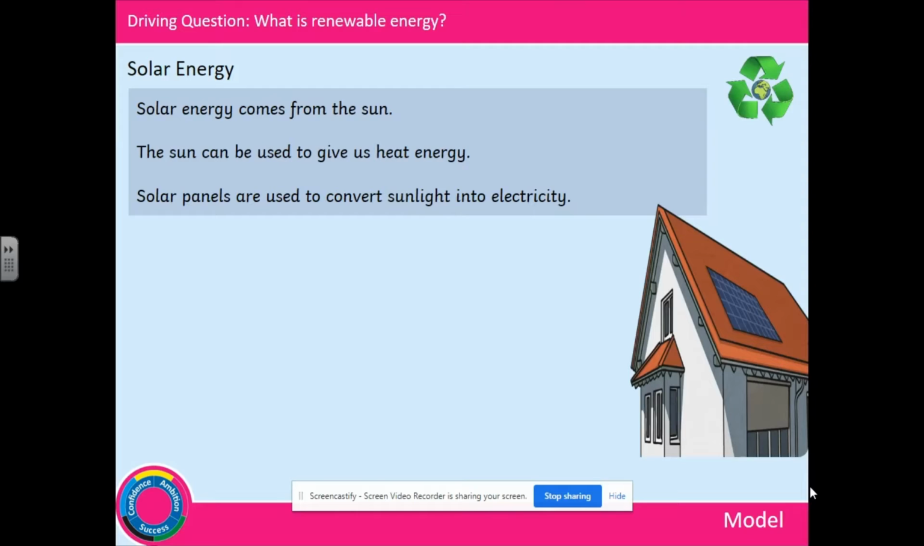Solar energy comes from the sun. The sun can be used to give us heat energy. Solar panels are used to convert sunlight into electricity.